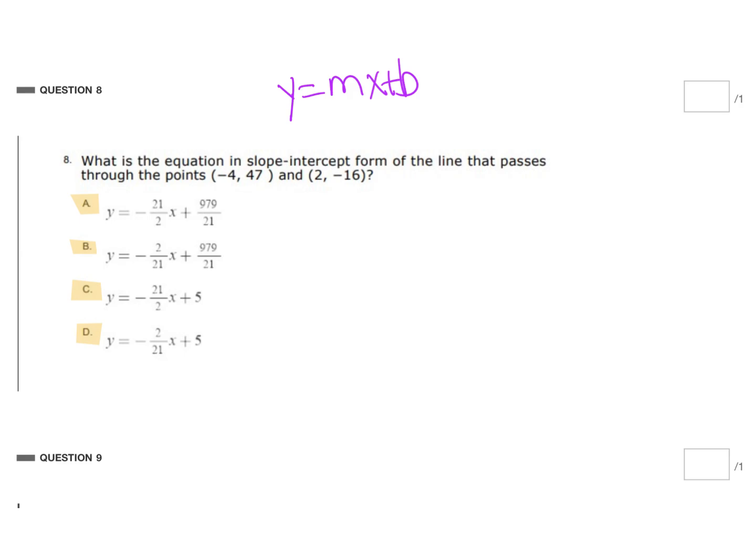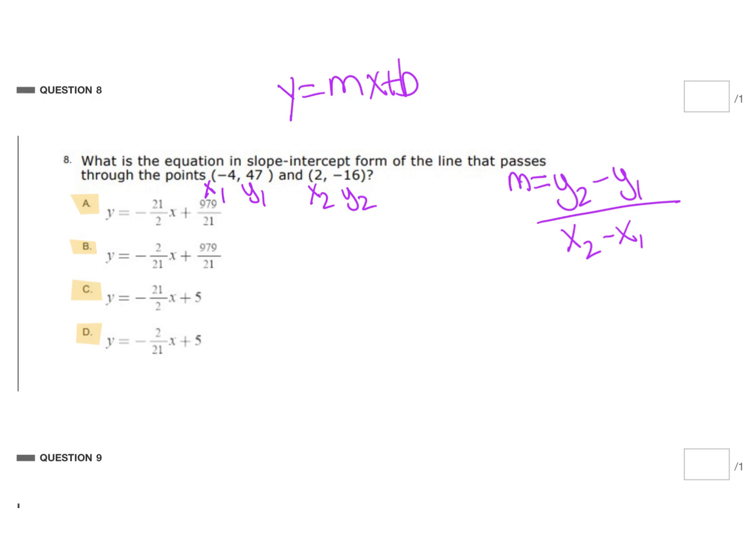Looking at my answer choices again, I notice that there are different slopes and some have different y-intercepts. So the first thing I'm going to do is find the slope. Remember, we're on a star chart. Our slope formula is m equals y2 minus y1 over x2 minus x1. We're going to label our points. So here is my x1, y1, my x2, y2, and we're just going to plug them into the formula.